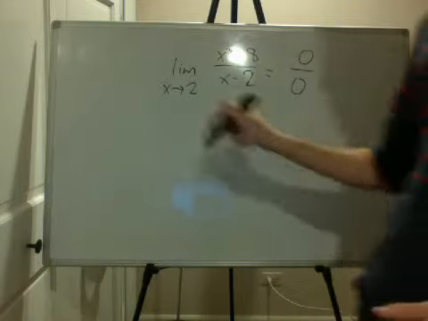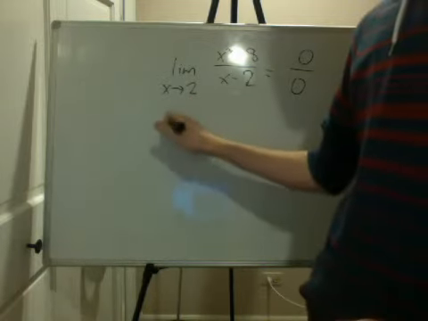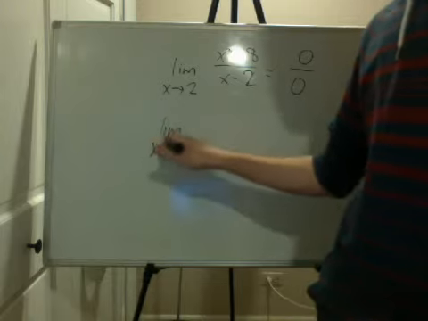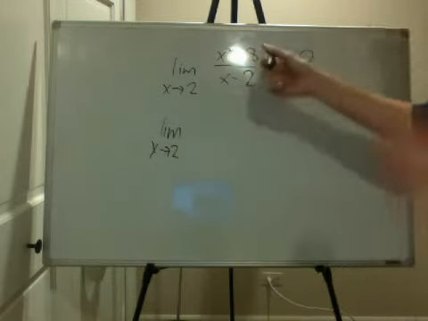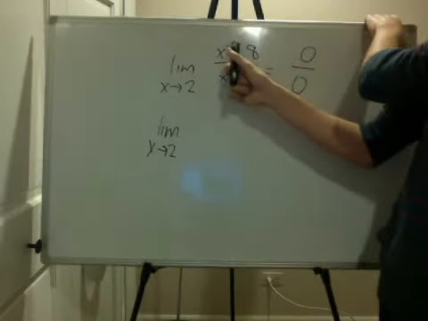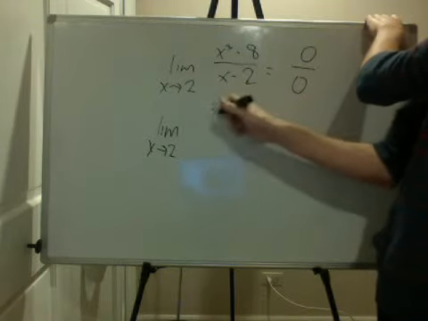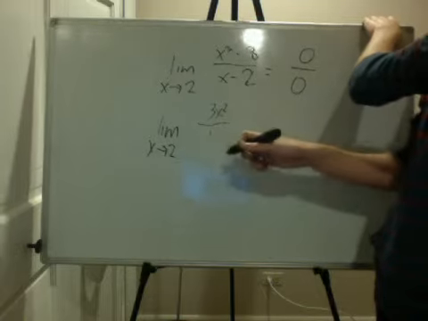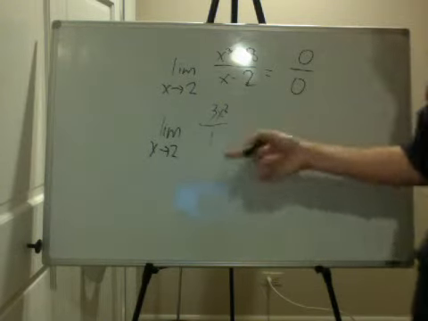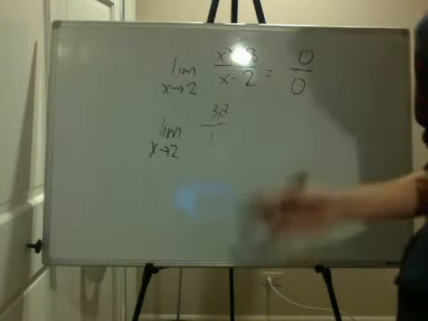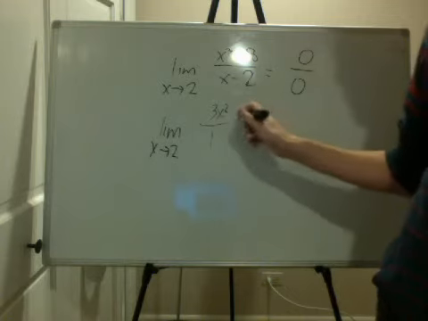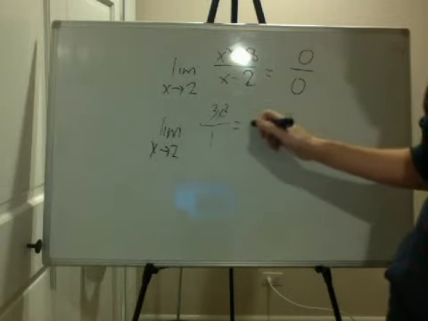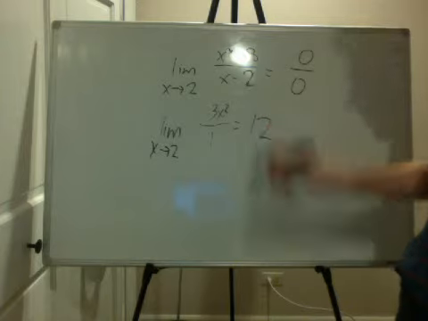So now what we're going to do is limit as x approaches 2, write that again, and the derivative of the top part is 3x squared. And the derivative of the bottom part is 1. So now you're not going to get an undefined thing. You just plug in 2, so 3 times 2 squared, which is 12.